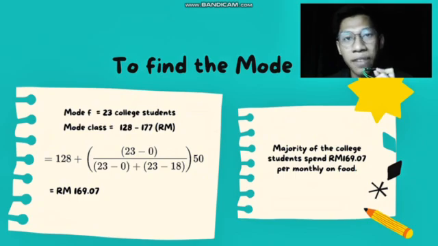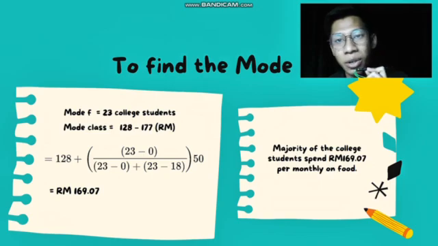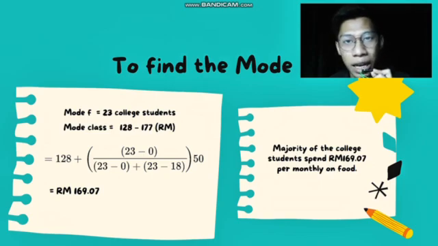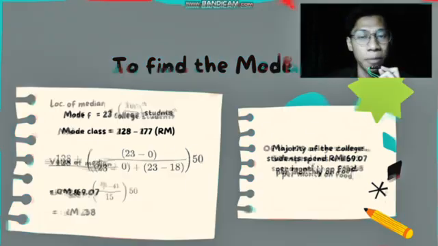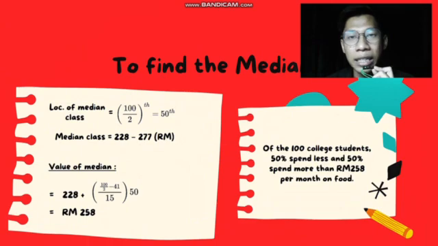So we got the mode frequency is 23 college students, and we find the mode class, which is between the range of RM128 to RM177. And the conclusion that we're getting on the mode is that the majority of college students spend RM169.07 per month on their food expenditure. So next is the median.